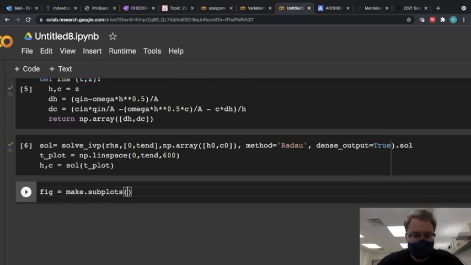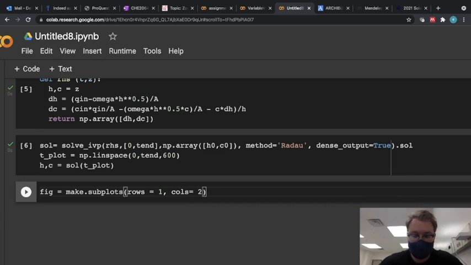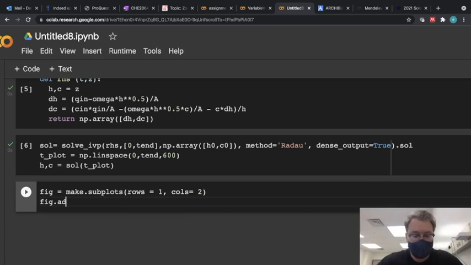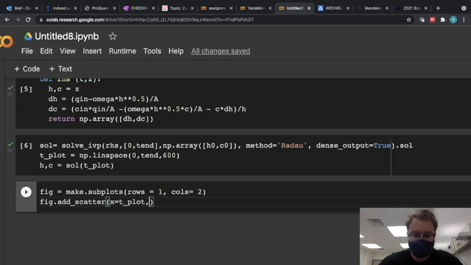And because I have both change in height and change in concentration, I'm going to have rows equal to 1, which is just time, and columns equal to 2 for height and concentration. I'm going to want scatter plots, so I'm going to add scatter plot with my x being equal to time, so my time plot. My first y is going to be equal to height of the fluid within my reactor, and this is going to be still row 1 because of time, and column 1.